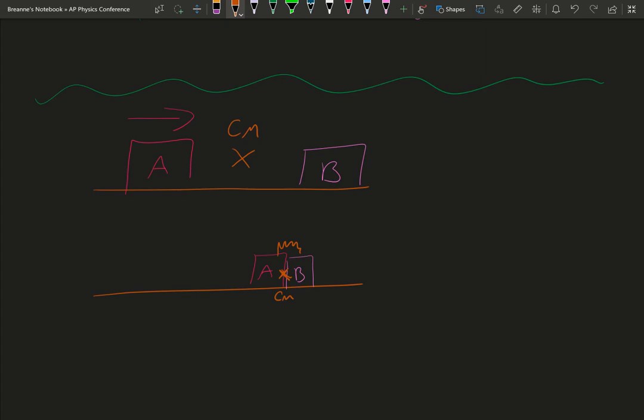So it's just moving at some velocity. And block B is initially at rest, so block B is not moving. Figure 2 shows the blocks in contact as they collide a short time later. In both figures, the location of the center of mass of the two block system is indicated by an X that is labeled CM for center of mass.